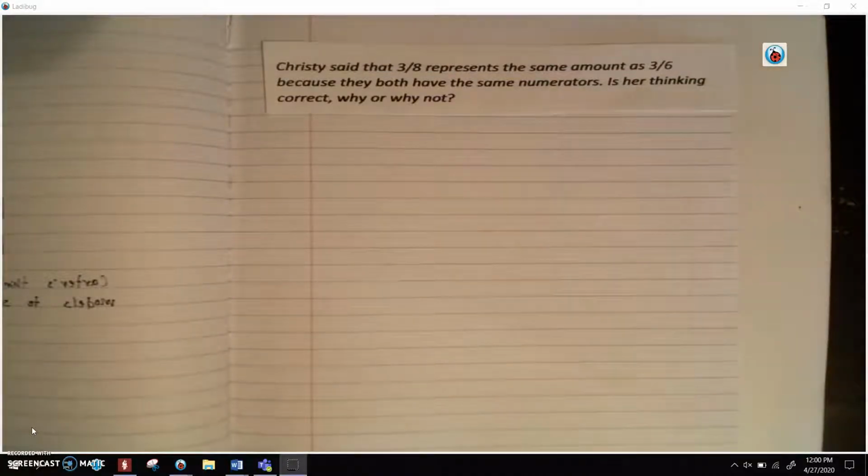This week we've been comparing fractions and learning about equivalent fractions. We've used manipulatives, we've drawn models. Today we're going to be using a number line to help us out.